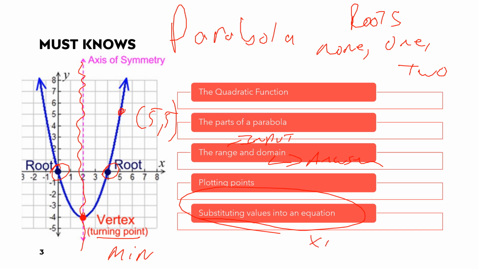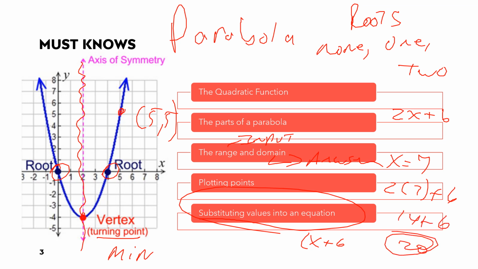So let's make this a little more complicated. You may have something like 2x plus 6. I may ask, what's the value of this function when x is equal to 7? So you do 2 times 7 plus 6. 2 times 7 is 14. 14 plus 6 is 20. You've got to be able to do that. And I know you can do it because we've been substituting values for quite a while now.